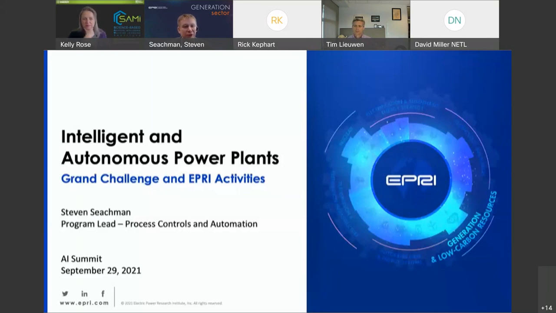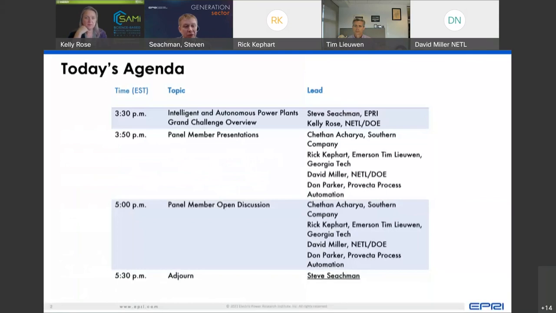Without further ado, because we have a lot of content to go through and hopefully some open discussion, here's a quick agenda. We're going to go through an overview, myself and Kelly Rose, who's co-leading this effort. She willingly came forward and said she was going to help us co-lead this effort, and I think it's going to be a great collaboration between us and NETL DOE.